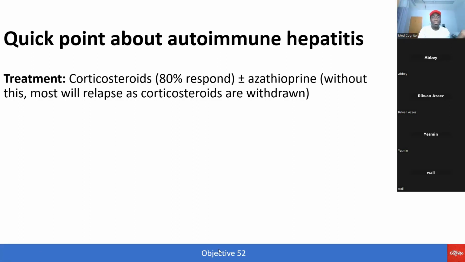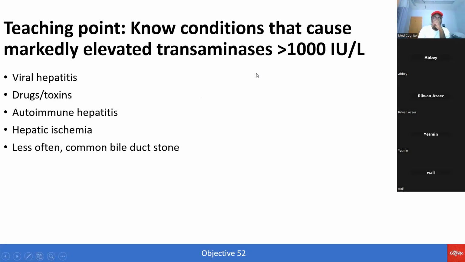Steroids with or without azathioprine is what we use to manage autoimmune hepatitis. Okay, good, so that's a teaching point. Now, Dr. Tawhid, remember that I told you that you have to know the conditions which cause LFTs to be more than 1,000. Yes, beautiful. These are the conditions.